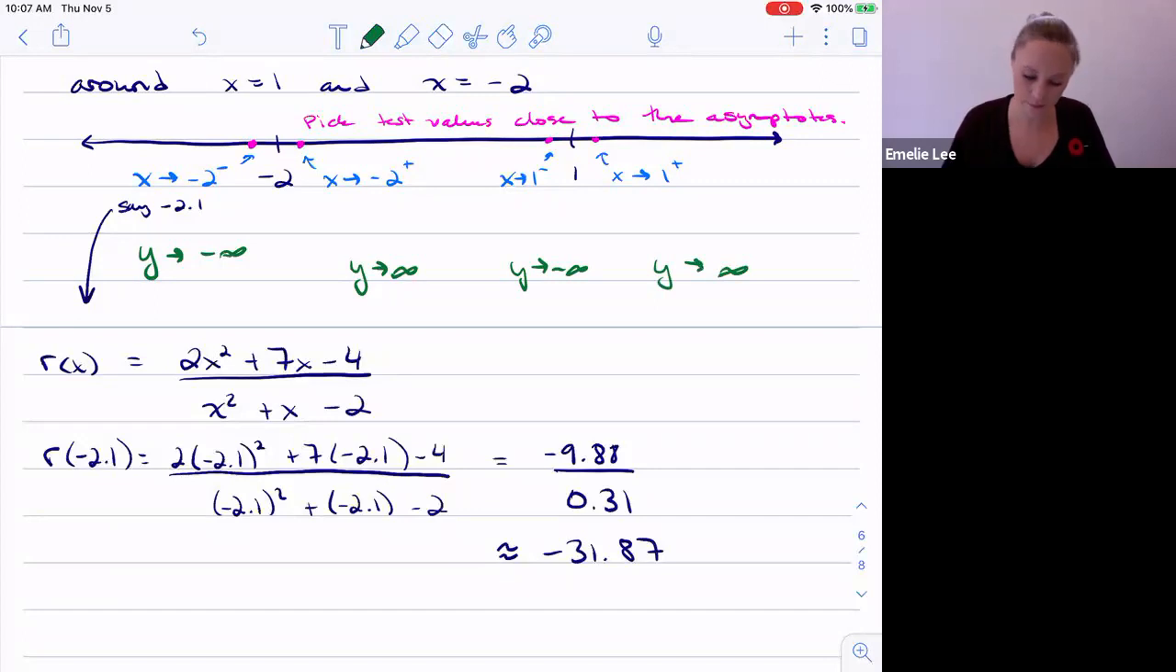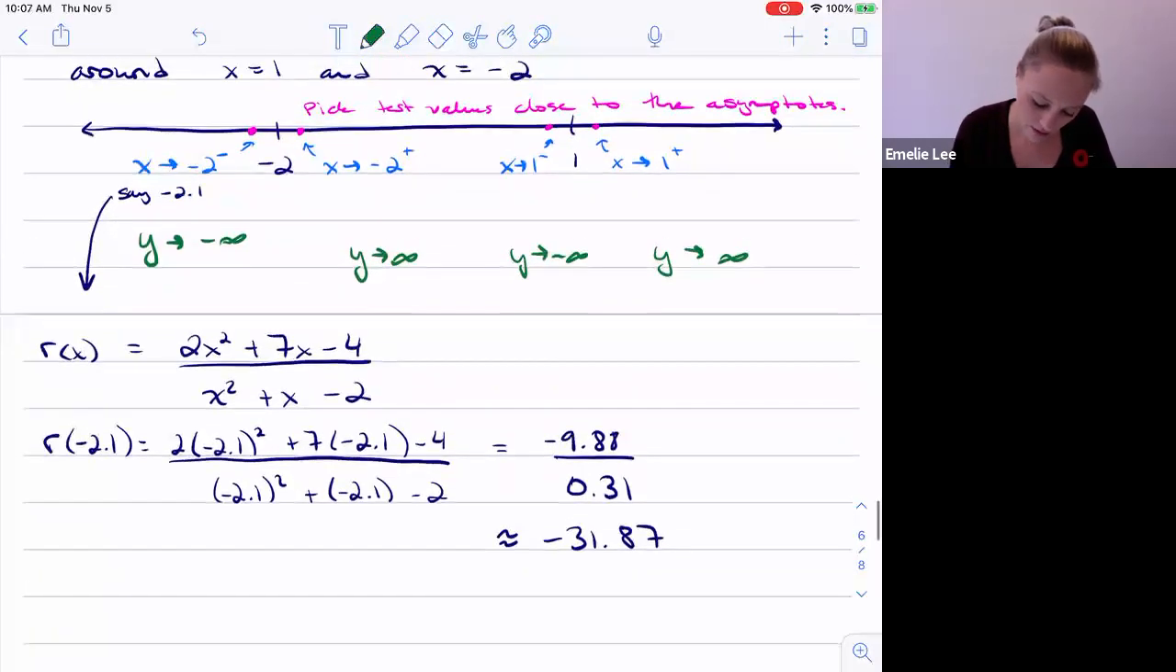So here, we can already sketch this type of behavior. We haven't even dealt with the horizontal asymptotes, but in general, what we're expecting to see is a graph like this, like this, like this, like this.